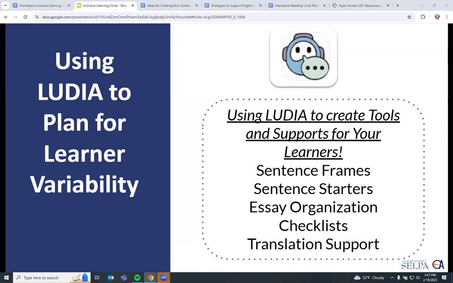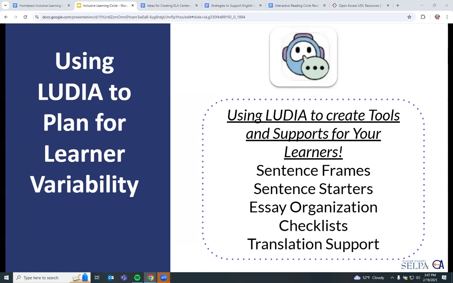If you watched our last UDL Inclusive Learning Circle, which was, I want to say in November, you have definitely heard us talk about Ludia. If you were not there, I'm just going to give you a brief little way that you can use Ludia to help create some tools and supports for your learners to help meet their learner variability needs.